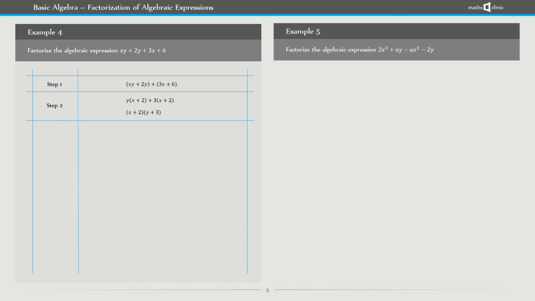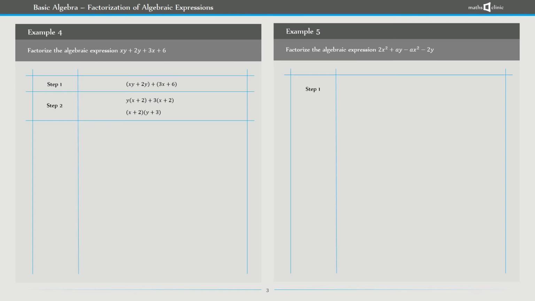So here is our final example, and this one says factorize the algebraic expression 2x squared plus ay minus ax squared minus 2y. Okay, now first thing we want to do is we want to look for a common factor. There isn't a common factor. Okay, I'm looking at it and there is no common factor. How do we approach this? Okay, let's group them. So we have 2x squared plus ay. It wouldn't work. There still isn't a common factor.